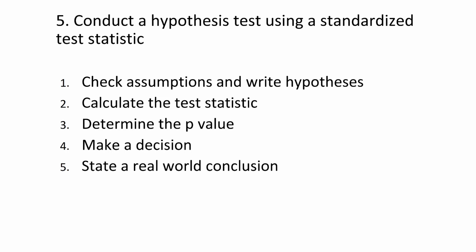Our fifth learning objective is to conduct a hypothesis test using a standardized test statistic. We'll use a 5-step hypothesis testing procedure. This is slightly different from the steps that you used in Lesson 5, because now in Step 2, we're computing the standardized test statistic, and in Step 3, we're using that test statistic to find the p-value on the z-distribution. I'll talk about each of these steps in a bit more detail now, and I'll walk through 2 examples. There are a lot of additional examples in the online notes.